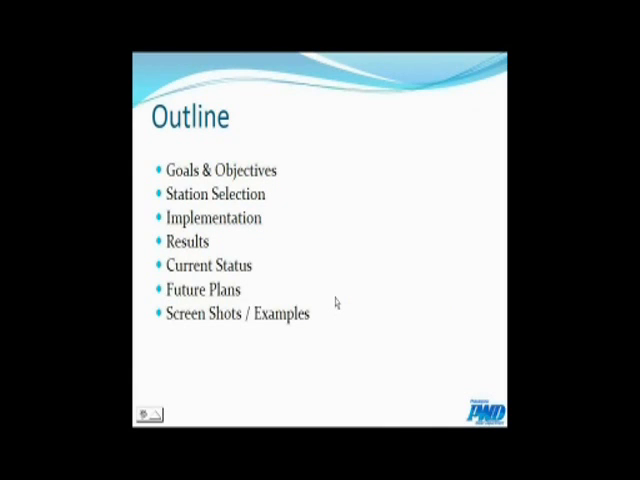Alright, so here's a brief outline of what I'm going to go over today. I'm going to start with the goals and the objectives of the project. I'm going to then talk about how we selected our initial stations, briefly go through the implementation, discuss the results of the study, talk about how we're currently using BlueBox, our future plans with it, and then go through some screenshots and example alarms.